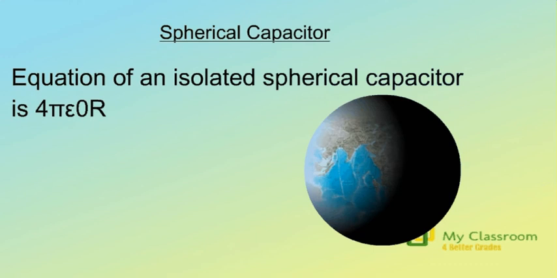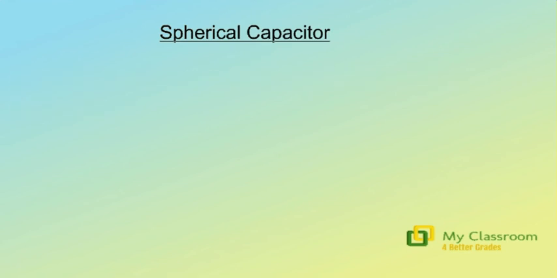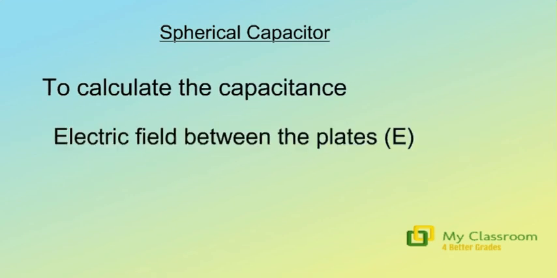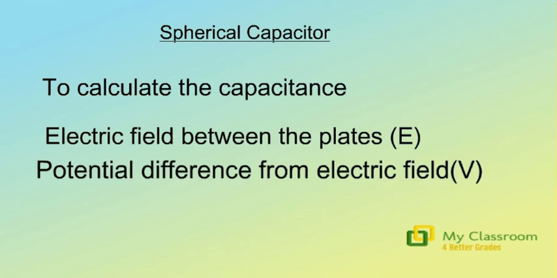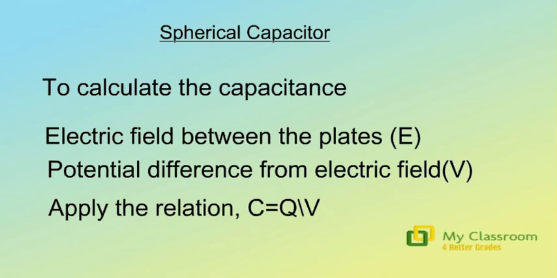The capacitance of an isolated spherical capacitor is 4 pi epsilon 0 R. Now, let's calculate the capacitance of a spherical capacitor. To calculate the capacitance of any capacitor, we first calculate the electric field between the plates. Then we calculate the potential difference between the plates, and finally we apply the relation C equals Q by V.